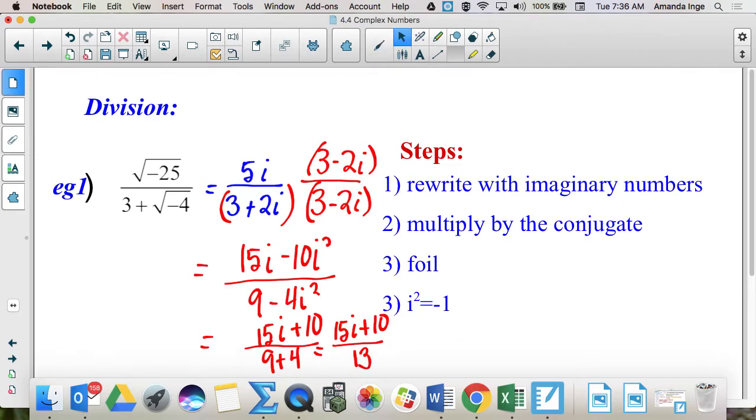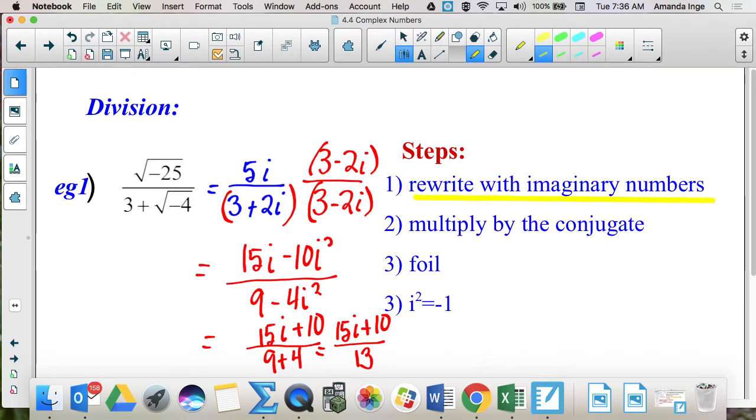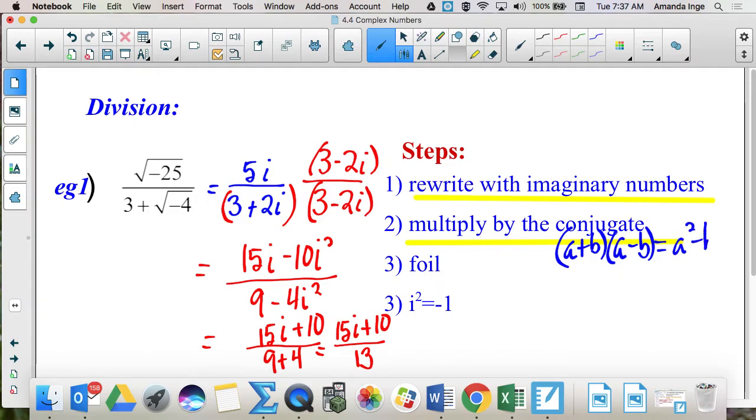So once again, we need to remember to rewrite our problem so that it is in complex form. We want to multiply by the conjugate. Remember that these are conjugates, a plus b and a minus b, and they always give you a squared minus b squared. We need to remember to FOIL, and we need to remember that i squared is equal to negative 1.